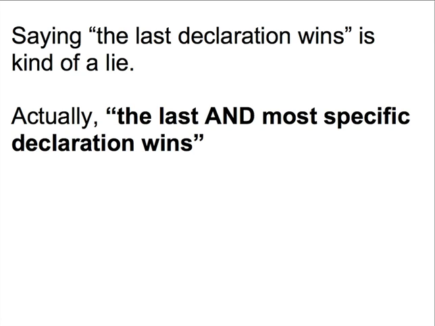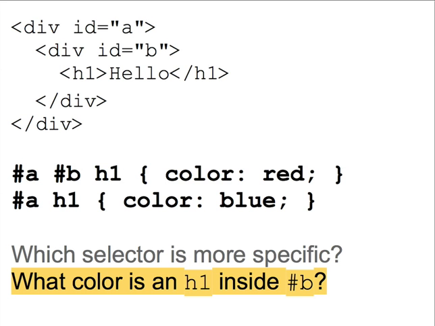Saying the last declaration wins is actually kind of a lie. The way you'd say it truly is the last and most specific declaration wins. So here we look at these two examples with our markup. Here's one that comes before, #B H1, color red, followed by H1, color blue. Which selector do you think is more specific? And what color is an H1 inside of #B? Well, in this case, it's the first one because it's more specific, even though the second one comes after. If we were talking about the H1 inside of #B, it would be red.